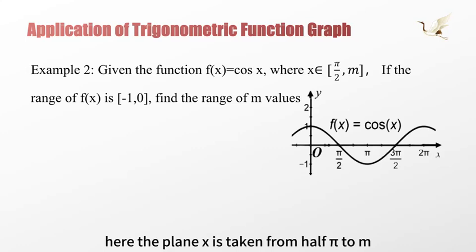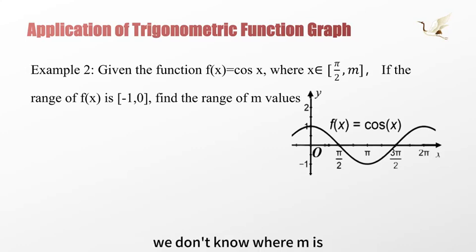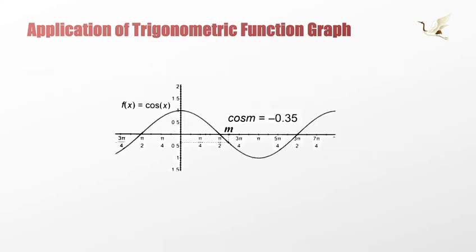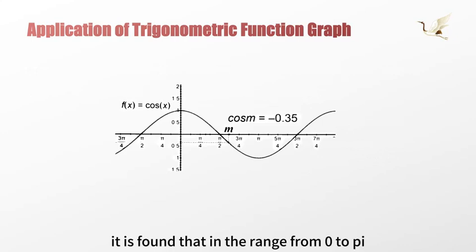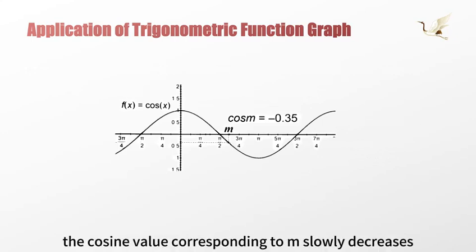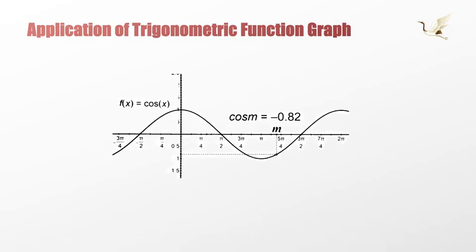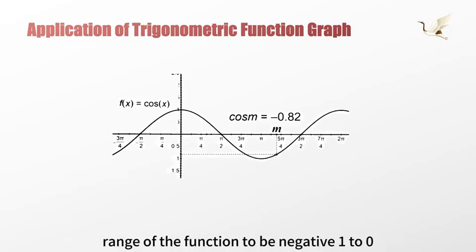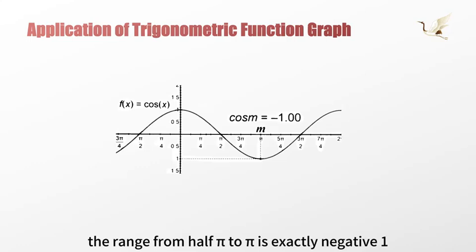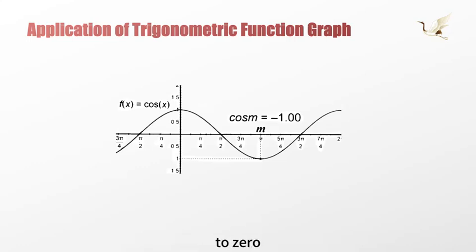Here, x is taken from half pi to m. We don't know where m is. What is required is the value range of m. Through observation, it is found that in the range from 0 to pi, as the value of m increases, the cosine value corresponding to m slowly decreases. Now we need the value range of the function to be -1 to 0, so we let m continue to grow. When m reaches pi, the cosine value of m is -1. At this time, the range from half pi to pi is exactly -1 to 0.